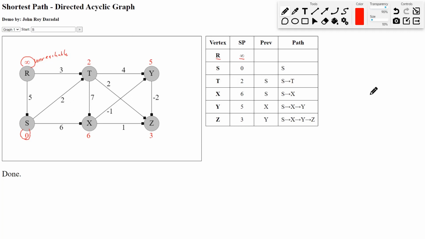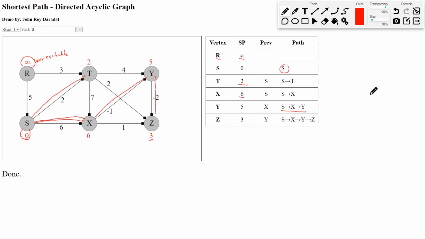From S to T, it has path length of 2 when you follow S to T, right? From S to X, that would be 6, going from S directly to X. S to Y would be 5, and that is if you follow S to X, and then X to Y. Okay? And then from S to Z, you'd follow S, X, Y, so that's 5, and then minus 2 becomes 3. Okay?